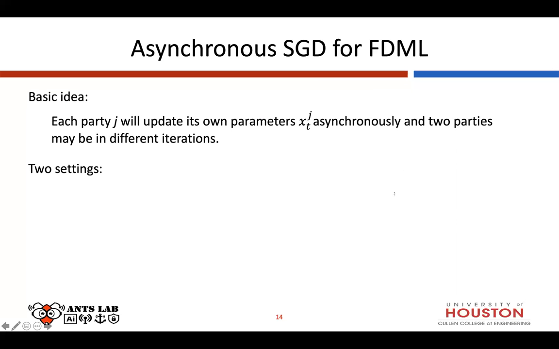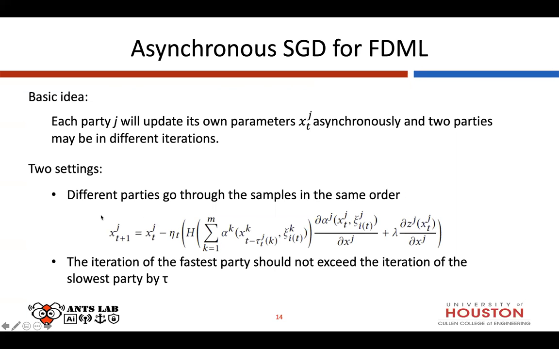And also they have two settings of this basic idea. The first setting is that they assume that different parties go through the samples in the same order, which means all the parties will share the same randomly generated sample index sequence. And this can be easily realized by sharing the same seed. So if they have the same sample index sequence, they will go through the samples in the same order. This is the first setting of their method. And for the second setting, let's look at this updating function.